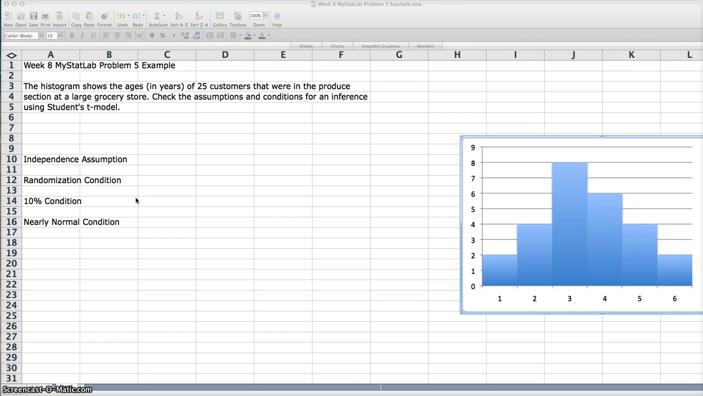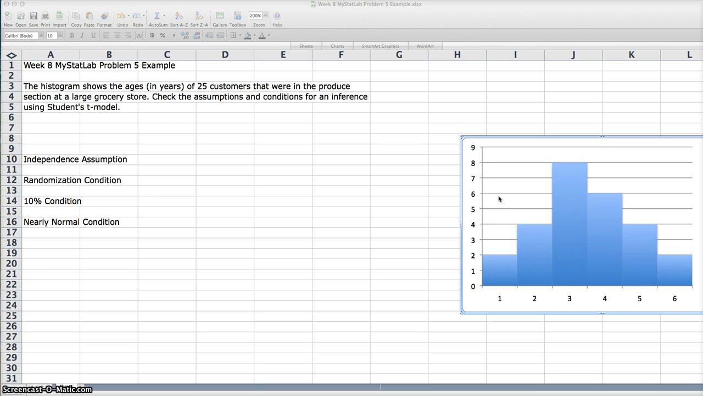And then the final condition is the nearly normal condition. And for this is what our histogram here is for. So let's take a look at our histogram. Look at the shape of it. Think about the shape of our normal distribution, our normal curve. This histogram has a single peak, fairly normally distributed there. So I think it is safe to say that the nearly normal condition is met.